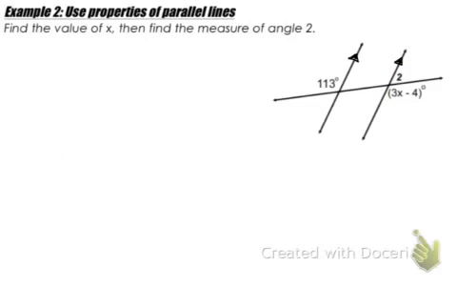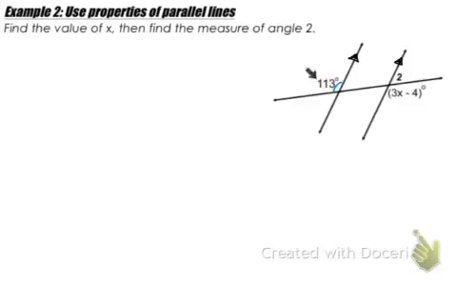Alright, in example 2, we have to use the properties of parallel lines to find the value of x, and then find the measure of angle 2. Right away, I know that your diagram doesn't have that, so we drew in two little arrowheads. So draw that in your picture as well. So now that we know for sure, for the sake of the argument here, that the two lines are parallel, those two lines are being cut by a transversal. So then we have specific properties that we have to identify with special angles.